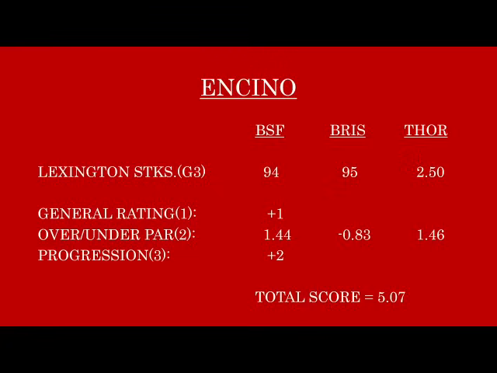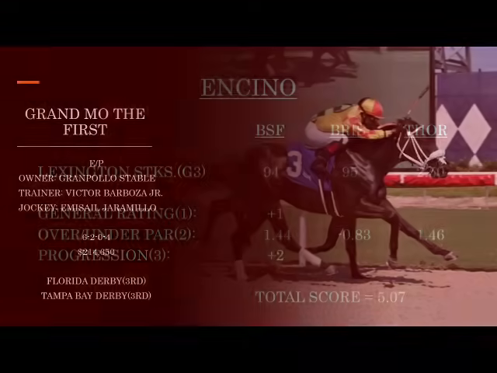His score does represent above average, and it does put him in the upper echelon, but I think he can go even farther than that. So Encino certainly one to watch, and from a speed perspective, he's certainly one to consider.